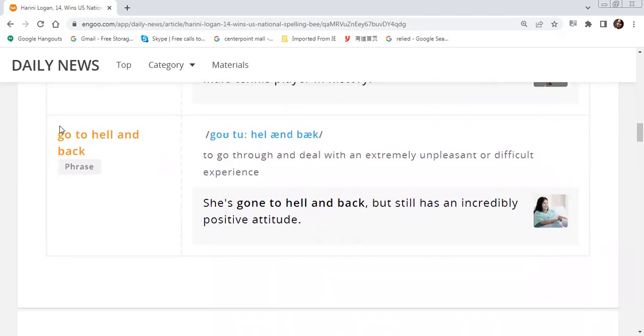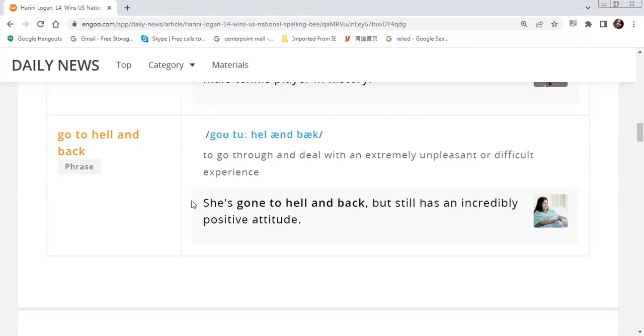Our next vocabulary word is actually a phrase. This phrase is go to hell and back. We want to think of this phrase as if it was one word, because it has a single meaning, just like a vocabulary word. The meaning of the phrase "go to hell and back" is to go through and deal with an extremely unpleasant or difficult experience.